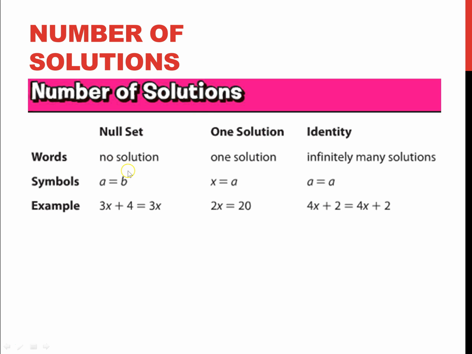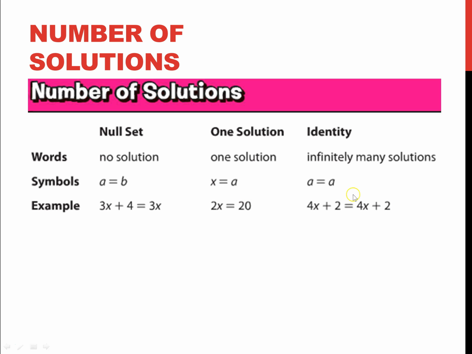Another type of problem is a null set. That's no solution. If I look at the example they give us, it is 3x + 4 = 3x. If I subtract 3x from both sides, I get 4 equals 0. Well, 4 does not equal 0. No number that I can substitute in will make 4 equal 0. Therefore, 3x + 4 = 3x has no solution. It is a null set.